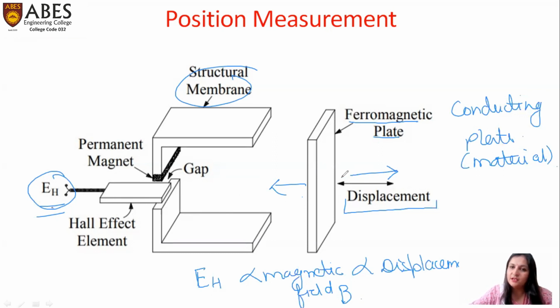Similarly, if we move this ferromagnetic plate away from this Hall effect sensor, then it will have more space for the charge carriers to move. So the current will change, and then the EMF, the potential difference that is being produced, will change. This is how we measure the position of any ferromagnetic plate or anything that is metallic and conductive, using the Hall effect sensor.